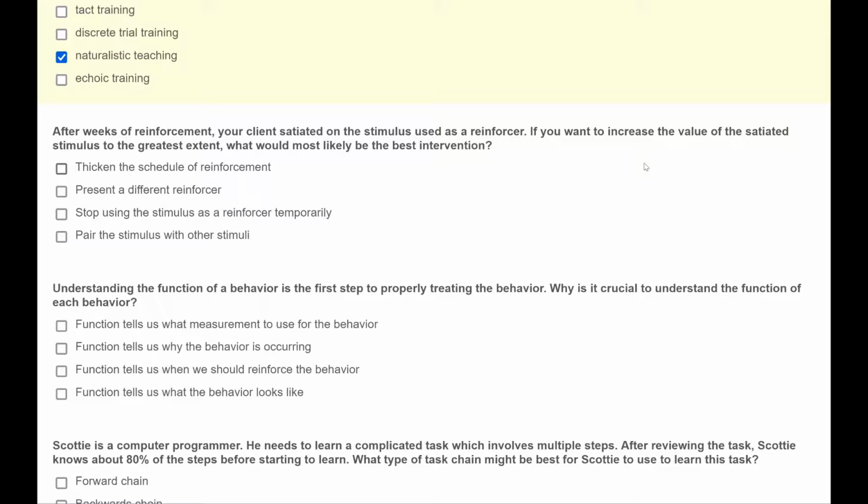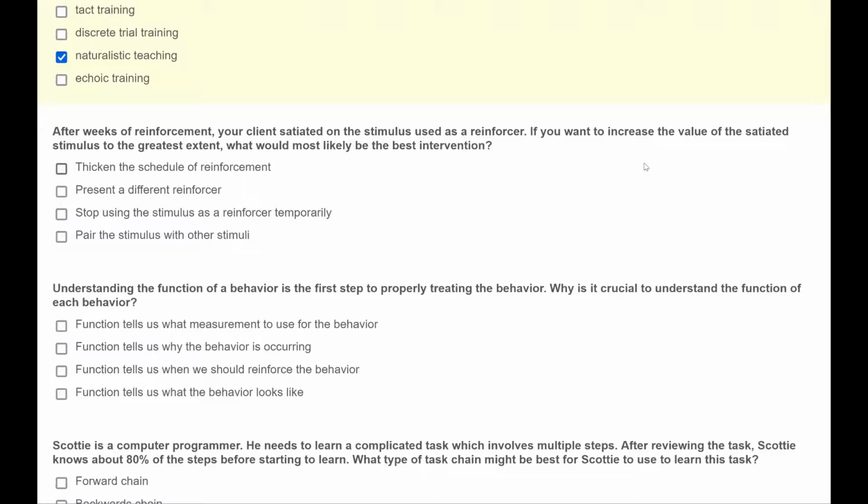Well, think about it. If they're getting it too much and the value is going down, what are you going to do? Well, stop giving it to them as much, right? Pretty simple. So what about A, thicken the schedule of reinforcement? Well, if we thicken a schedule, we're now giving reinforcement more often. We're not really worried about when reinforcement is being given. It's more about the stimulus.